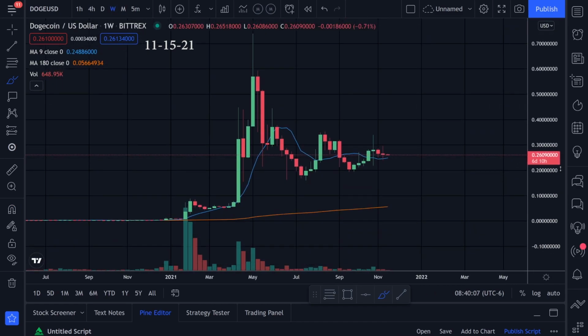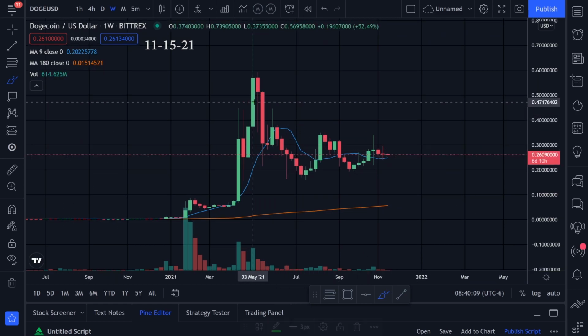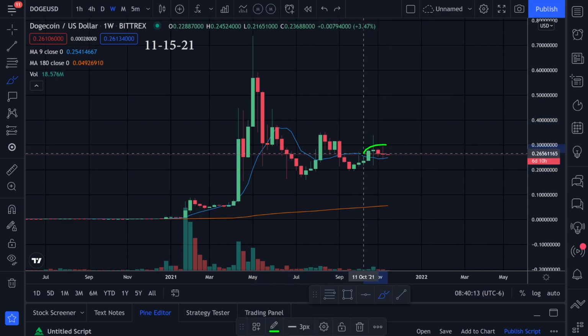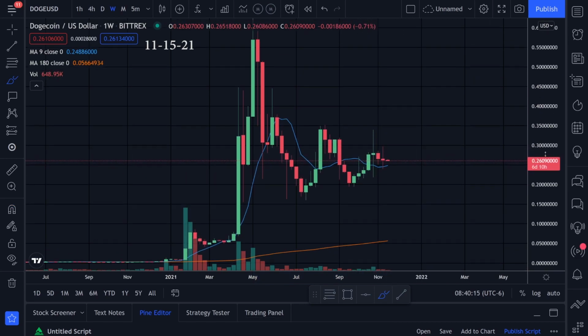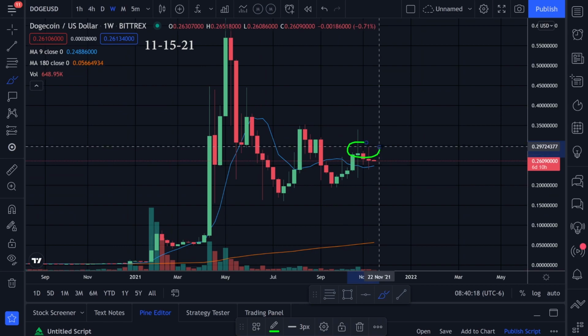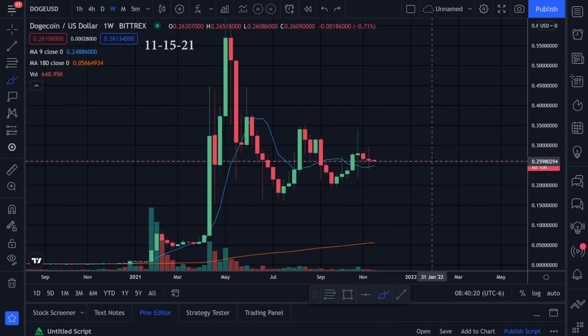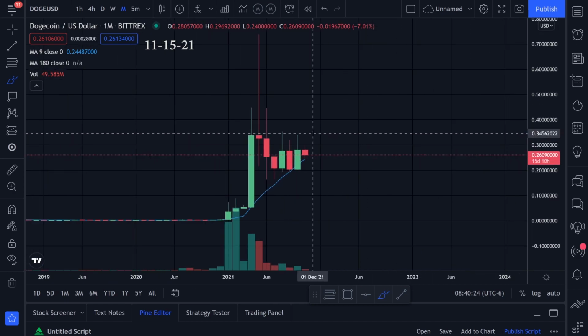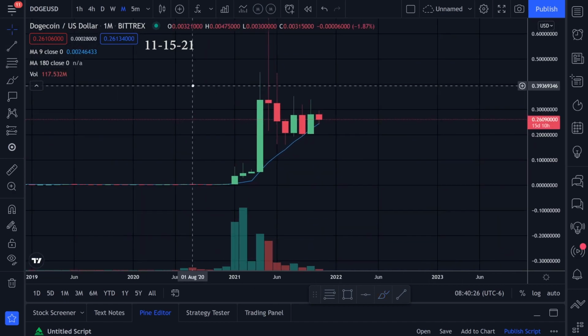So on the weekly time frame, it looks similar. We broke below it, broke above it, below it, above it. Now we are actually above it on the weekly time frame, which is a good thing, and we are getting support on it, which is also a good thing. So that's pretty good.